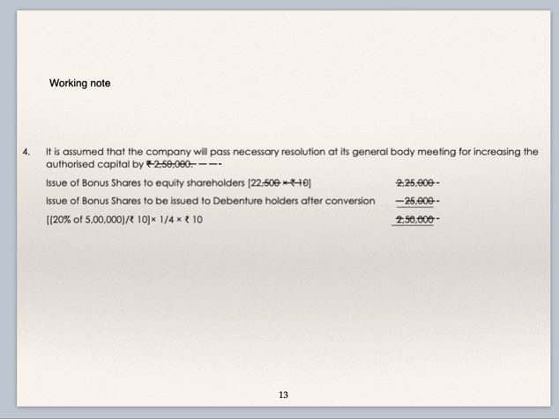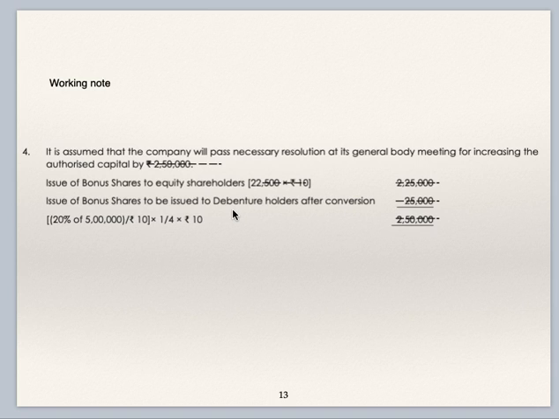The fourth working note is given, but it was wrongly given. You just have to mention that it is assumed that the company will pass the necessary resolution at its general body meeting for increasing authorized capital. Whatever amounts and figures they have given are totally wrong. Authorized capital given in the book is 1,50,000. Bonus is in the ratio 4:1.